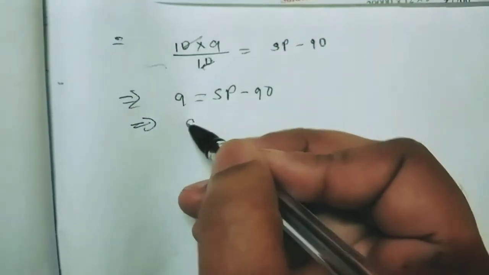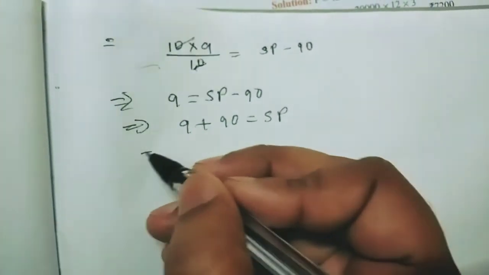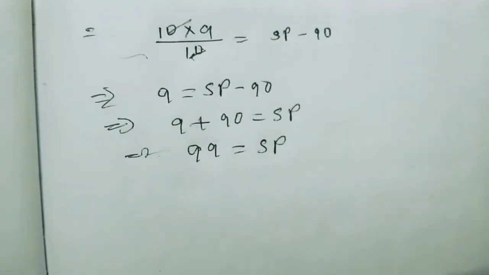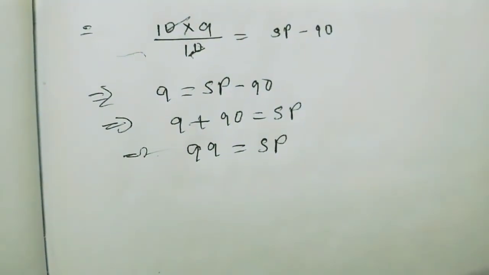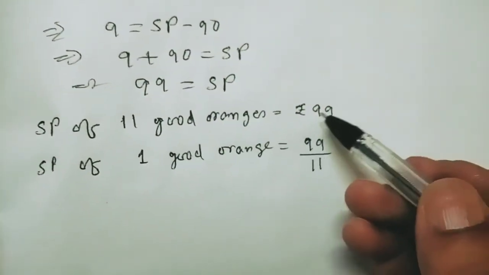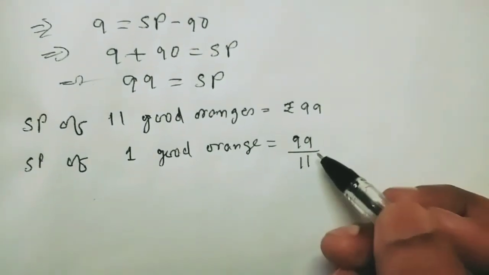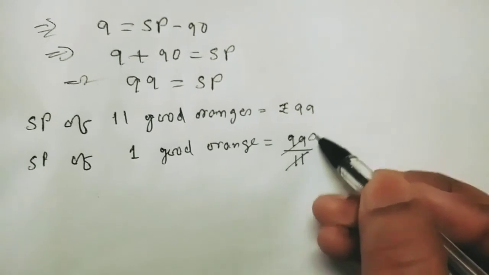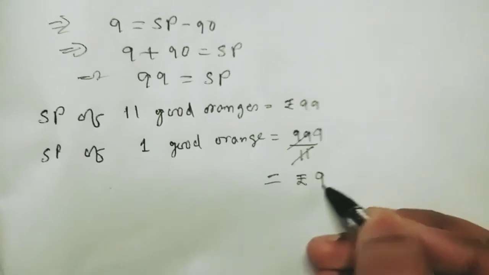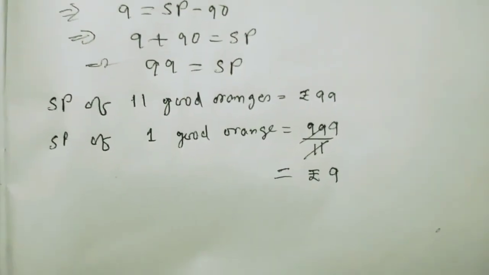Then this 90 will come to this side. 9 plus 90 equals SP. So what is the value of SP here? 99. So 99 rupees is the SP of the remaining good oranges. So SP of 11 good oranges is 99 rupees. Then SP of 1 good orange is 99 divided by 11. 11 nines are 99. So the answer is rupees 9. So rupees 9 is the cost of 1 orange. This is the answer of your question.